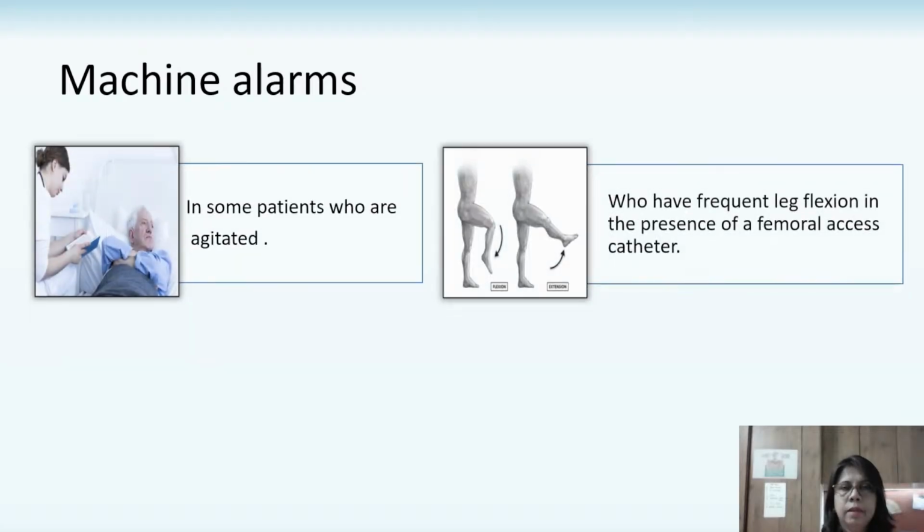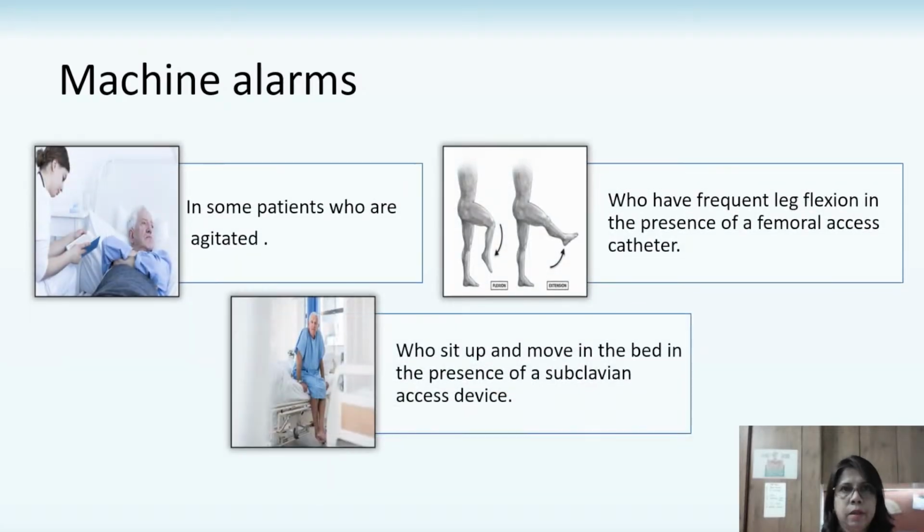Not only that, there are several times machine alarms which may relate to the patient himself. So there may be frequent leg flexion in patients who do not have a femoral catheter, or patients may simply be agitated, or they may even sit up in bed, and in the presence of a subclavian catheter, this will then result in reduced blood flow rates. Occasionally, even replacement of the substitution fluid or the effluent drain bags may also result in a downtime of 5 to 10 minutes per hour. And this in a whole day of 24 hours translates to quite a lot.